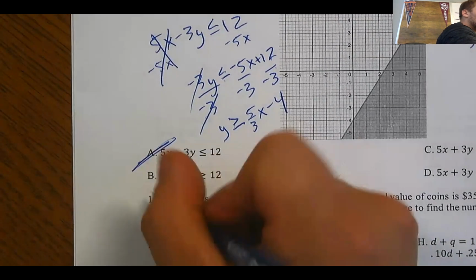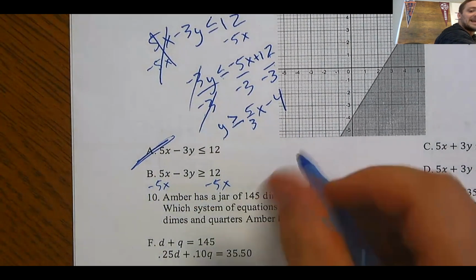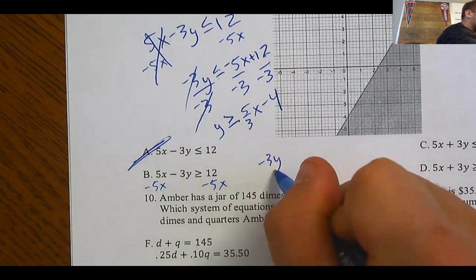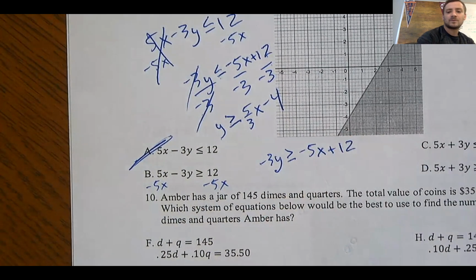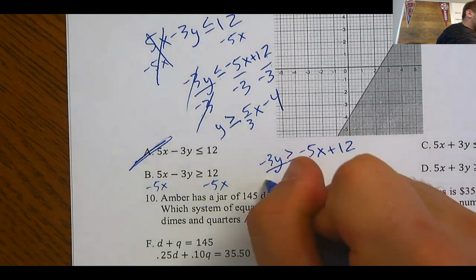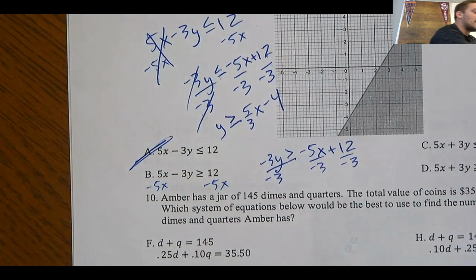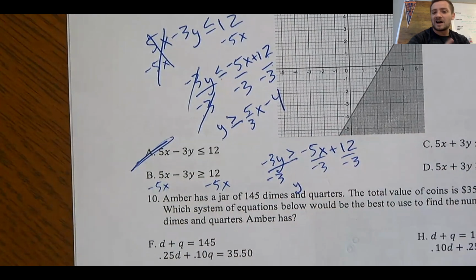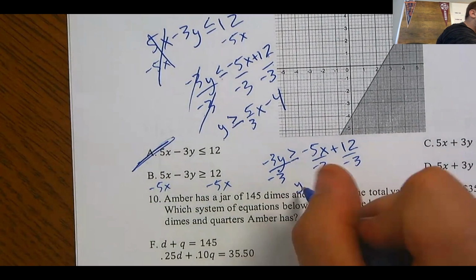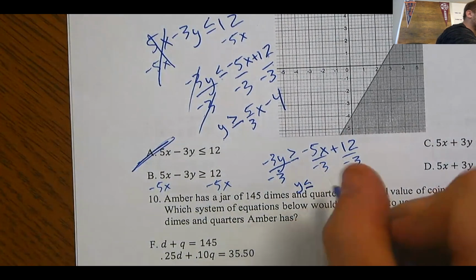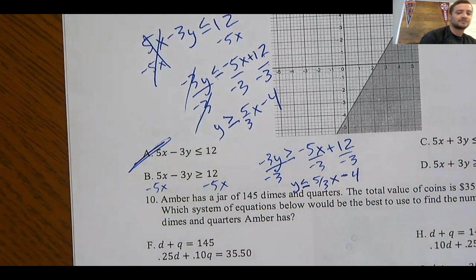So answer choice B. Subtract 5x from the left. Subtract 5x from the right. So we get negative 3y is greater than or equal to negative 5x plus 12. Then we divide by negative 3. If I divide the left by negative 3, I need to divide the right by negative 3. Now pause. We just divided by a negative number, which means we need to flip the inequality. So y, flip that inequality. y is less than or equal to 5/3 x minus 4.